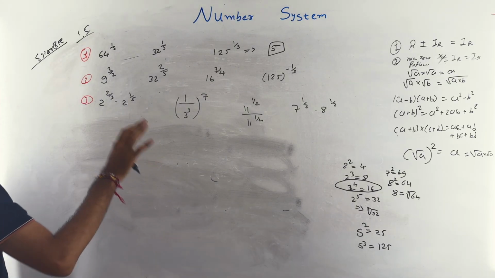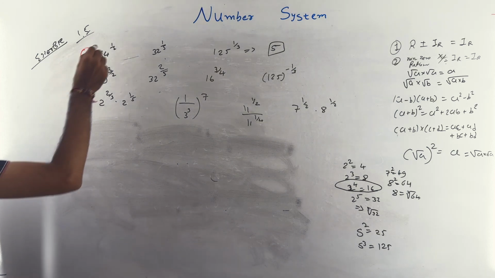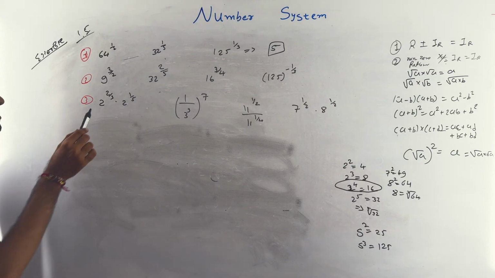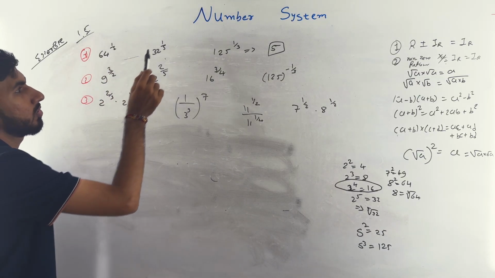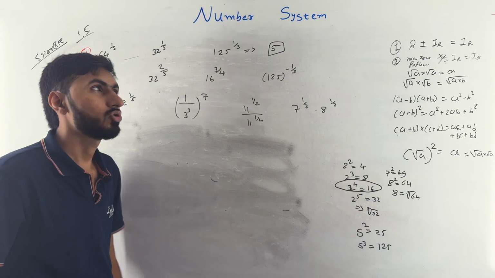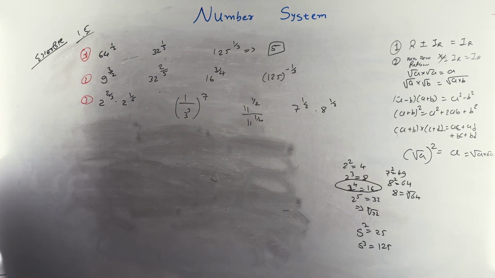So the rule is, when you find this type of power like 1 by 2, 1 by 3, 1 by 4, 1 by 5, this is simply a 1 by 2, that means square root. 1 by 5 that means fifth root. 1 by 3, that means cube root. So you just have to find the cube root or square root or fifth root or any root that is asked in your question, right?